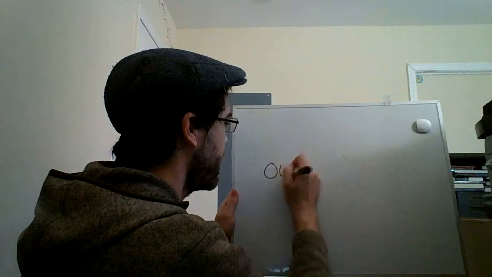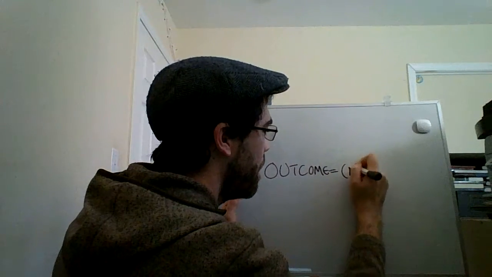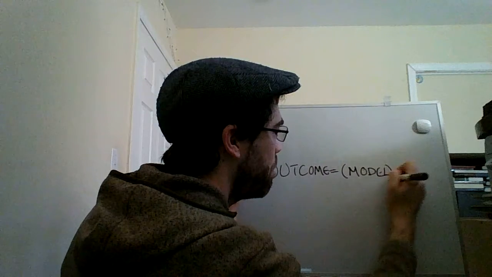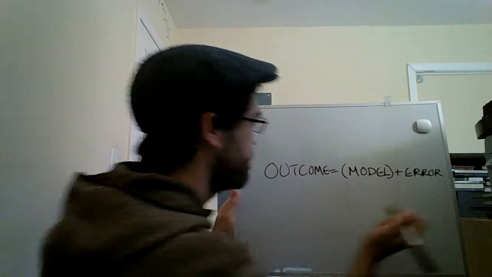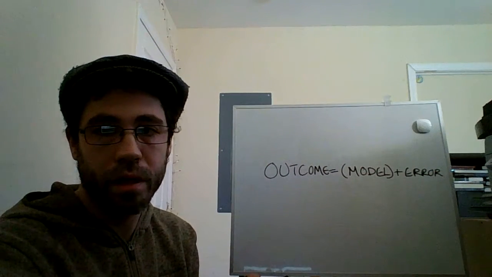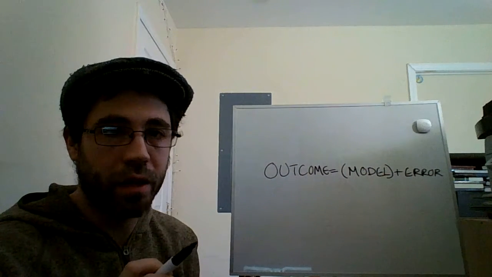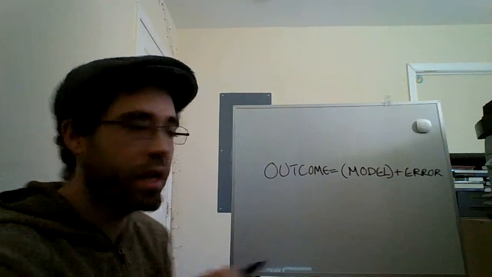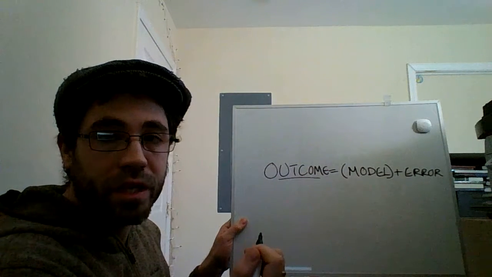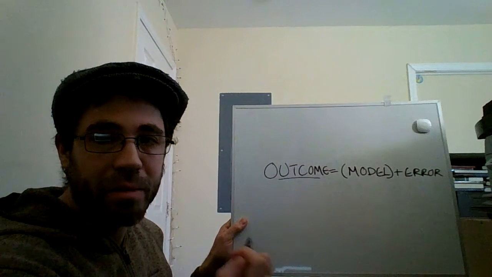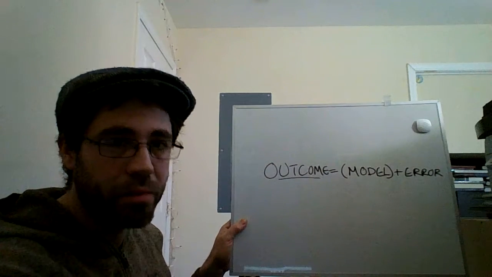That is, the outcome equals a model plus error. Let's take that equation apart piece by piece. So the left side of the equation is labeled outcome. For a summary statistic, like the average of a variable, the outcome is the variable itself. If there's more than one variable, and there usually are, it's the dependent variable, or the variable being predicted.